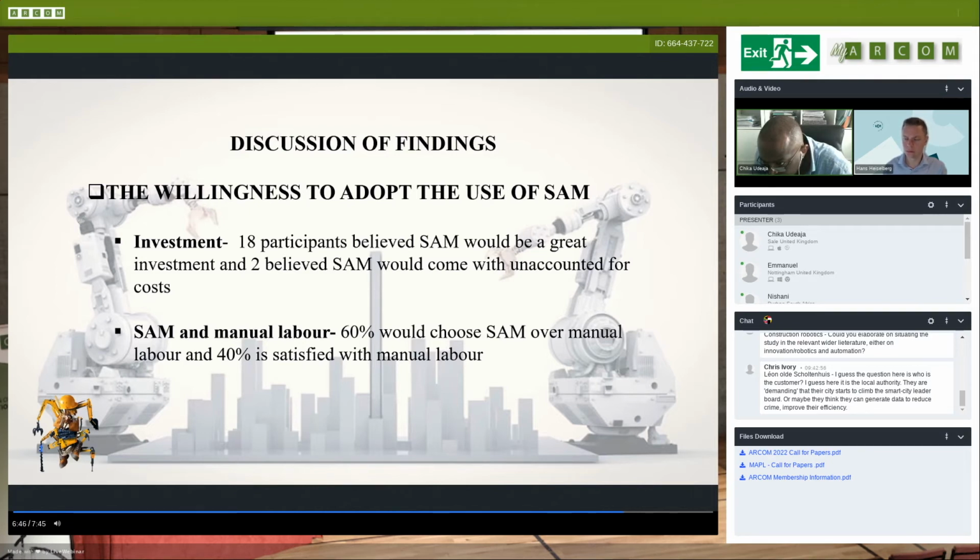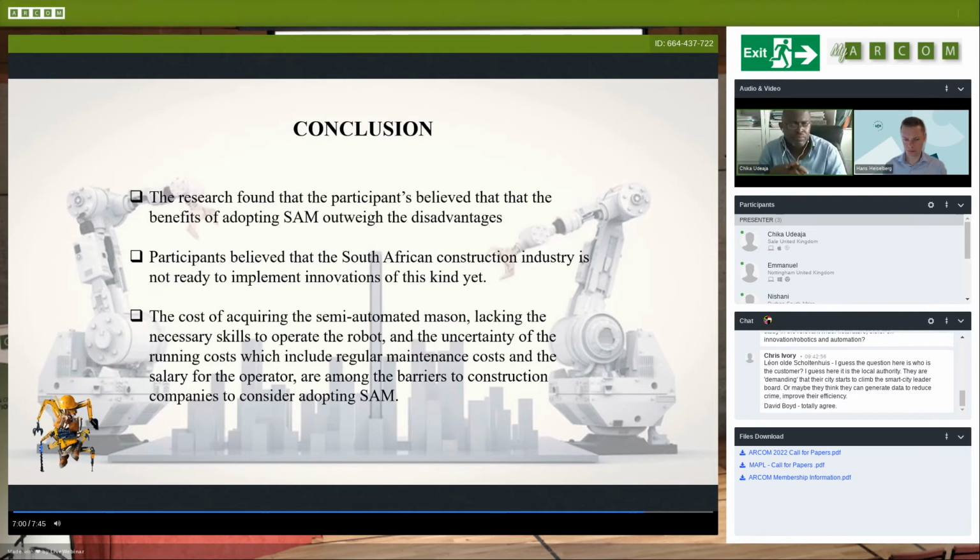They were then asked if they would choose SAM or manual labor. We had 60% of them who said that they would choose SAM over manual labor, and the other 40% were satisfied with manual labor. So in our conclusion, the research found that the participants believed that the benefits of the adoption of SAM outweigh the disadvantages. So given the opportunity, they would adopt SAM.